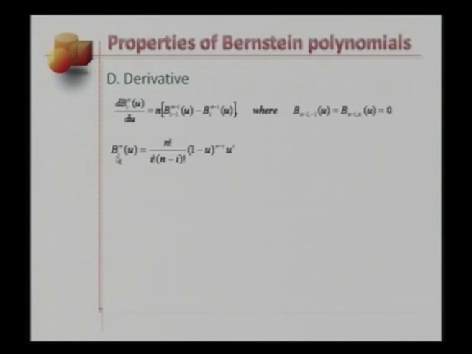We know what a Bernstein polynomial is of degree n. It is n factorial over i factorial times (n minus i) factorial, times (1 minus u) raised to n minus i, times u raised to i. Differentiate this with respect to u to give n factorial over i factorial (n minus i) factorial. This is (n minus i) times (1 minus u) raised to n minus i minus 1, and there would be a negative sign over here if we differentiate this term with respect to u, plus i times (1 minus u) raised to n minus i, u raised to i minus 1.